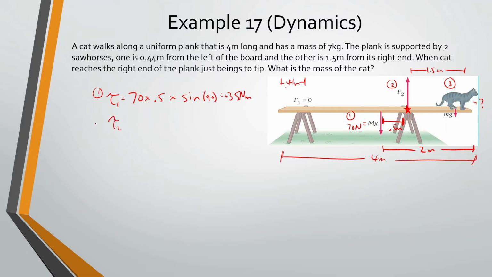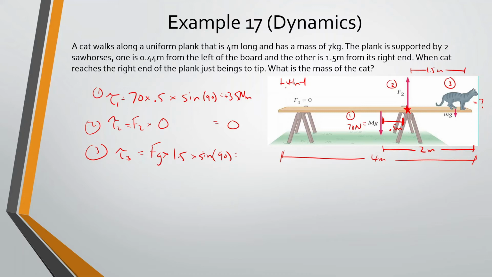Next, torque 2. If we look at torque 2, we don't know what F2 is, but we know the radius is 0. So we know that this is just going to equal 0, because it's right at the axis of rotation. Torque 3 is equal to, we don't know what the force of gravity is of the cat. But we do know that the cat is 1.5 meters away from the axis of rotation, and it's acting perpendicular, so let's figure out what this is.